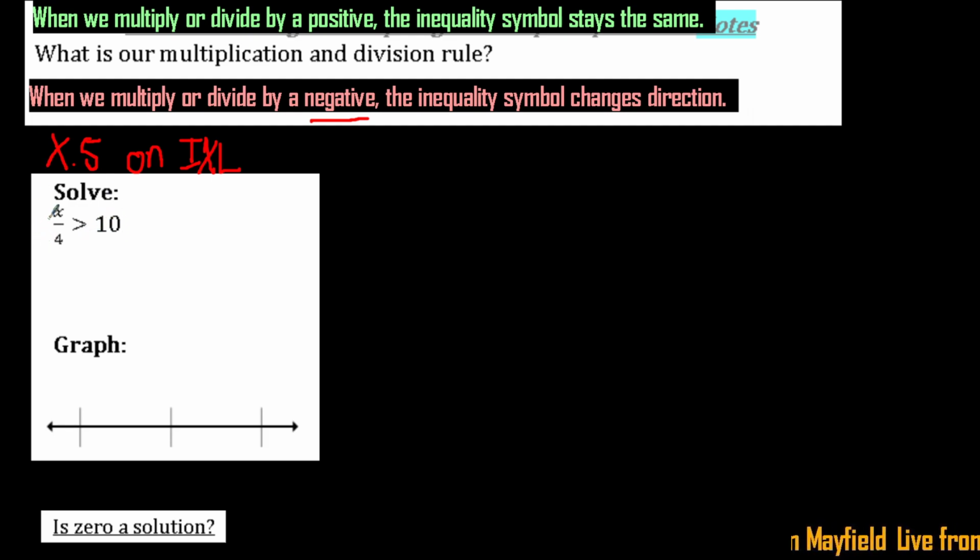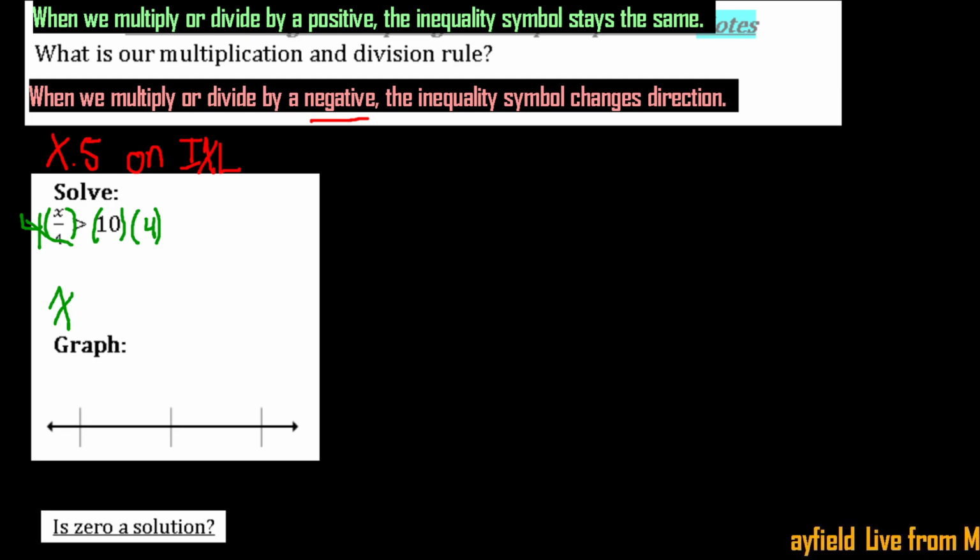Our inverse operations, since it gives division, we have to multiply. So I'm going to multiply both sides by 4. I use parentheses to show multiplication. That's that multiplicative inverse that we've had. Multiply both sides by 4. On the left, it cancels out, and what comes down is x. And for the inequality symbol, did we multiply or divide by a negative? We did not, and so it stays the same.